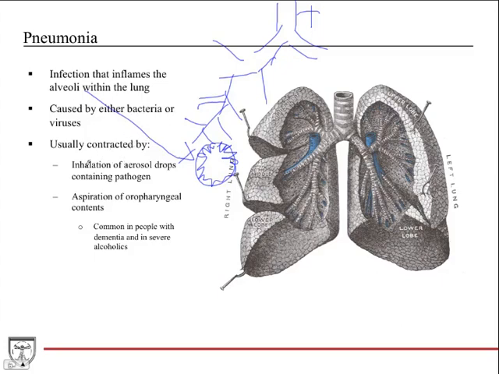And it's usually contracted by either inhalation of aerosol drops containing the pathogen or aspiration of oropharyngeal contents, meaning inhalation of bacteria within the oral cavity and in the throat region. This is common in people with dementia and severe alcoholics, because, especially dementia patients, if they're lying around all day, lying recumbent, they're not as active as a normal person. And also dementia patients, along with severe alcoholics, usually don't have as good control over their swallowing ability.